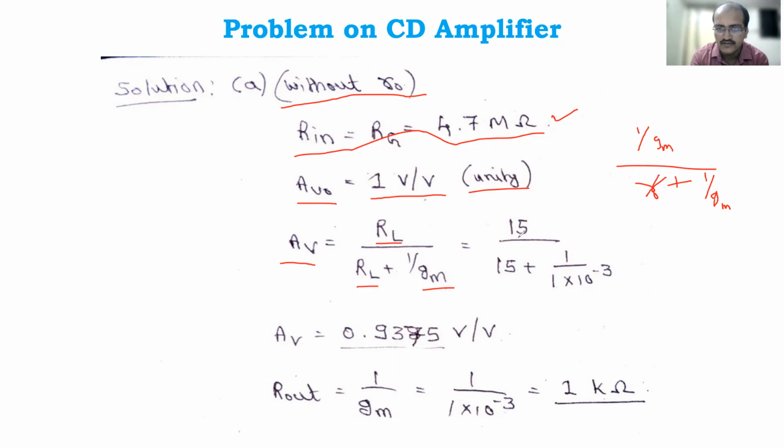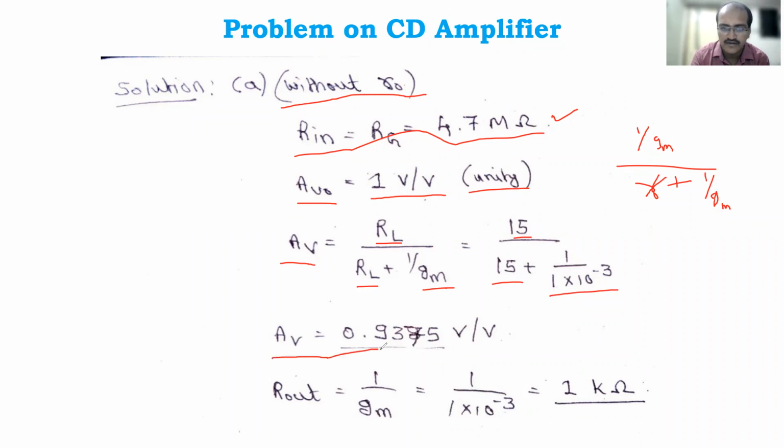So calculate that. RL is 15. Everything is in kilo, that's why I have not written kilo again. 15 kilo ohm. 1 by GM, GM is in milli, so 1 by milli means kilo will come. So it comes as 1 kilo ohm. 15 by 16 kilo ohm. It will come as 0.9375.